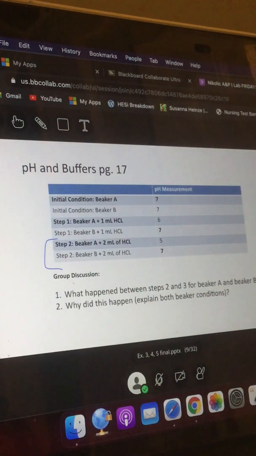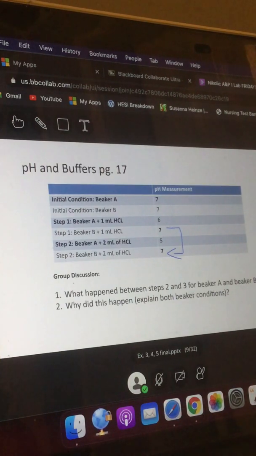Beaker A, from step 1 to step 2, what happens to beaker A? It goes from pH 6 to pH 5, which means what? It's more acidic, right? Okay, great. We've now gone from 7 to 6 to 5. Now, let's look at beaker B here.